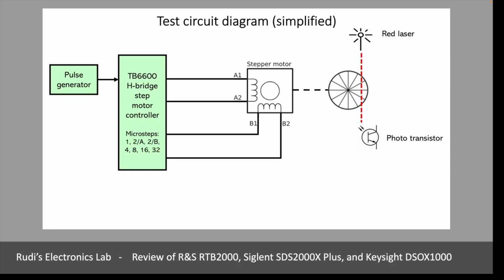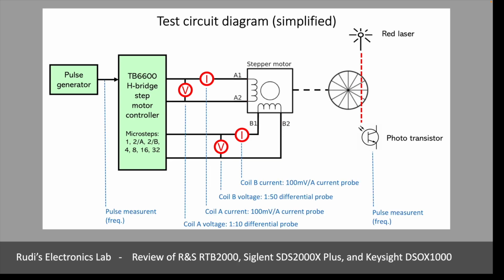Now, how did we measure that with the oscilloscopes? We basically measured it on a number of different points. Here we go a little bit more in detail. So first of all we measure the pulse frequency coming out of the pulse generator. Then we measure the voltage over each of the coils and the current flowing through each of the coils.